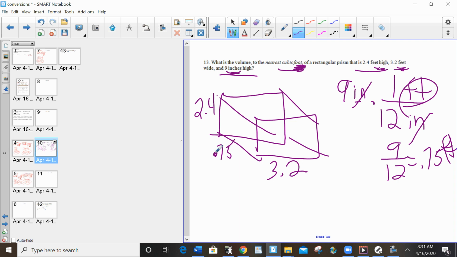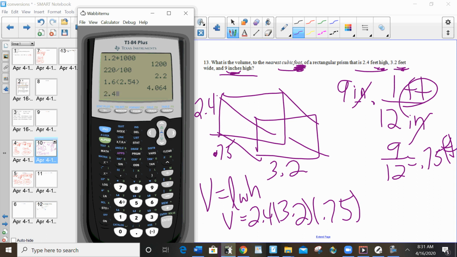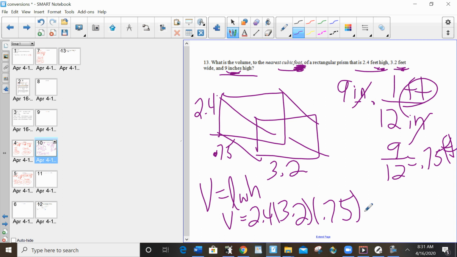Now everything's feet. Once everything is feet, I can now find the volume of a rectangular prism in cubic feet. I can go back: length times width times height. Remember, the length, the width, and the height are all interchangeable. 2.4, 3.2, 0.75, 5.76. So V equals 5.76 cubic feet.